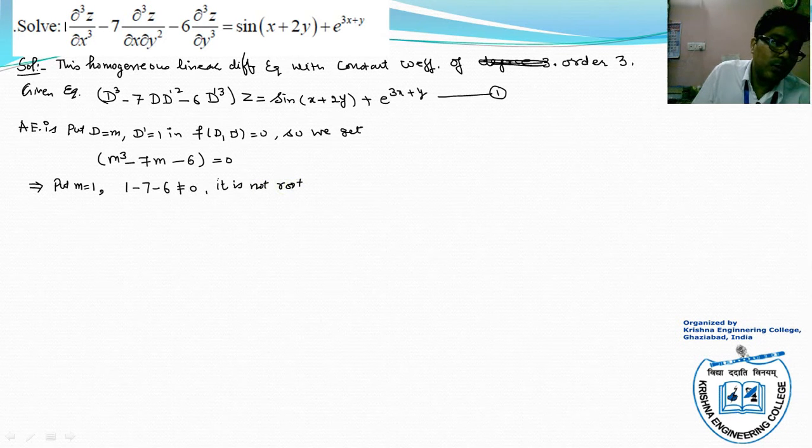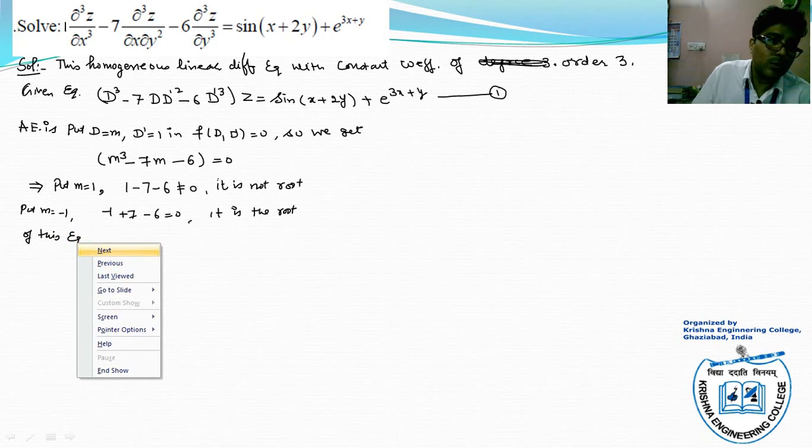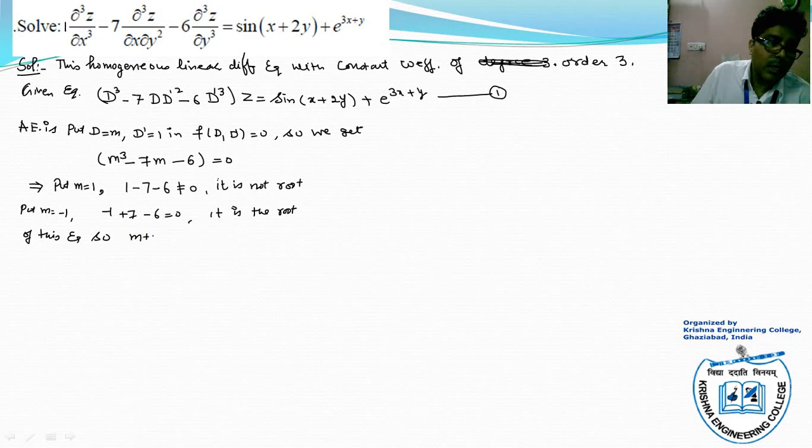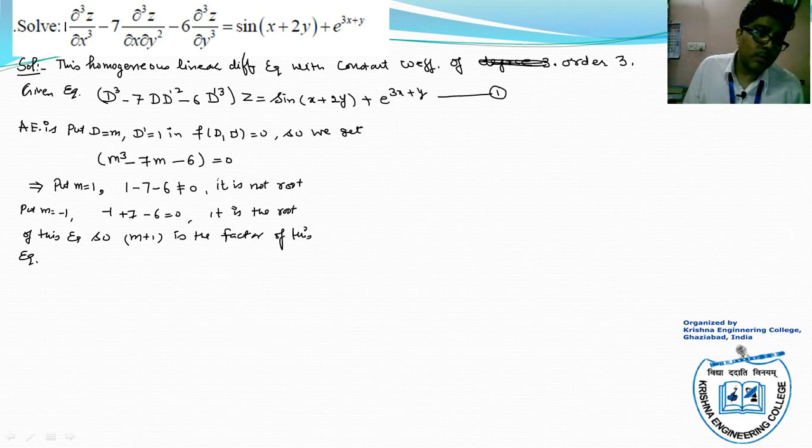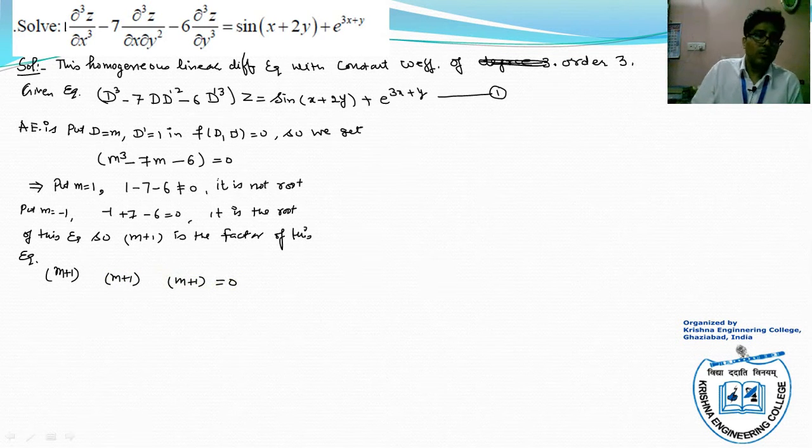Clear? Now put m is equal to minus 1. We get minus 1 plus 7 minus 6 is equal to 0. It is the root of this equation. Clear? So m plus 1 is a factor of this equation. So we write m plus 1 equal to 0.